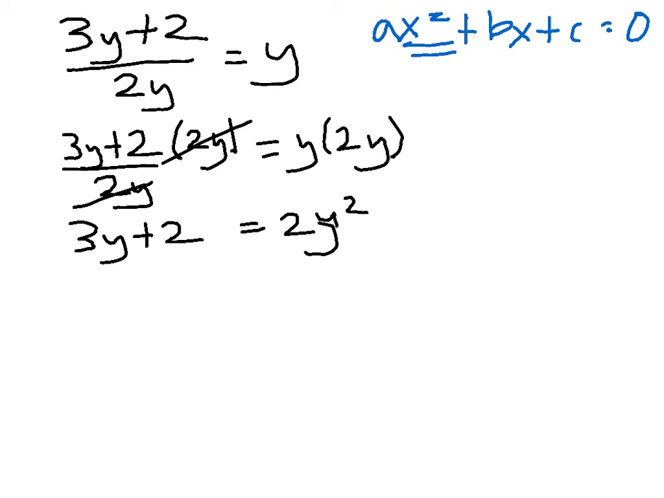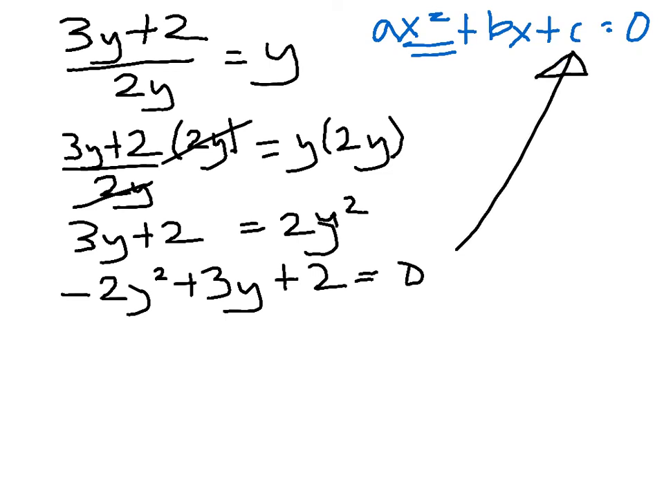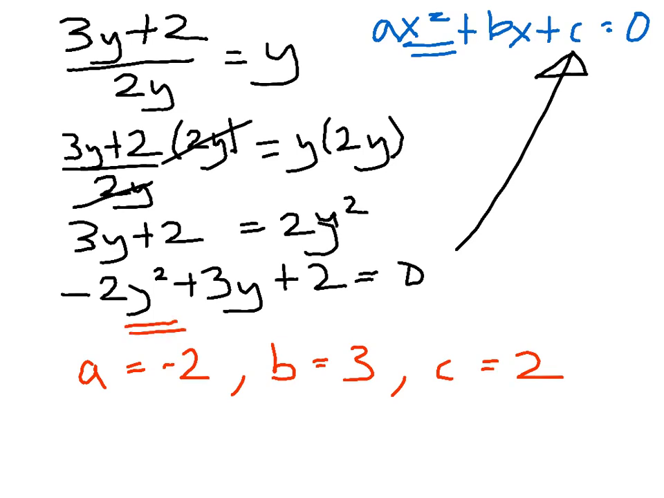If we bring the 2y squared to the left hand side by subtracting 2y squared from both sides, we'll get the following. This corresponds to the general form ax squared plus bx plus c, where a equals negative 2, b equals 3, and c equals 2. And we can see that y has the power of 2, and this is the highest power of y, so this is a quadratic equation.